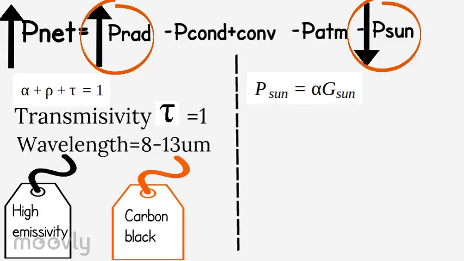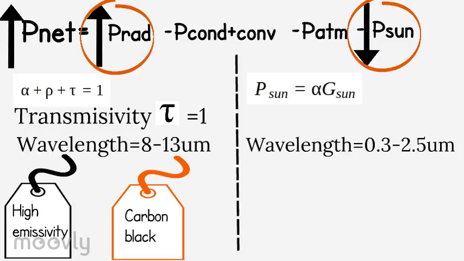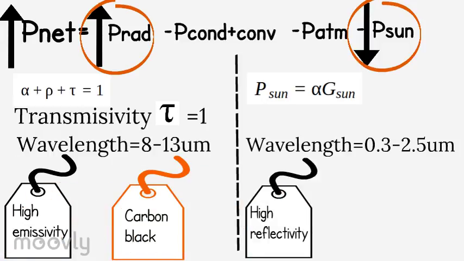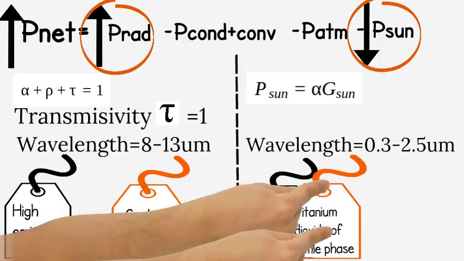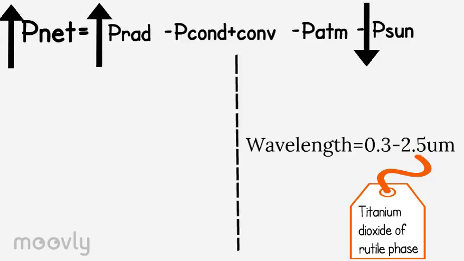The sun emits the majority of its power within 0.3 to 2.5 micrometers. Therefore, our goal is to find a material that has a low absorptivity in this range, which means a high reflectivity in the spectrum. Titanium dioxide of rutile phase is a good option due to its high reflectivity in the solar spectrum.